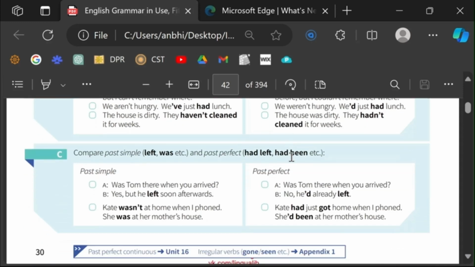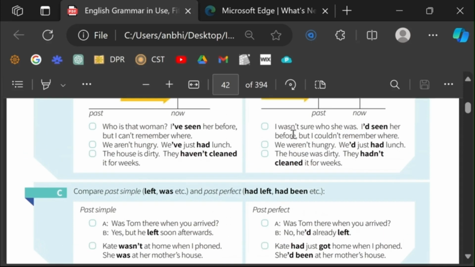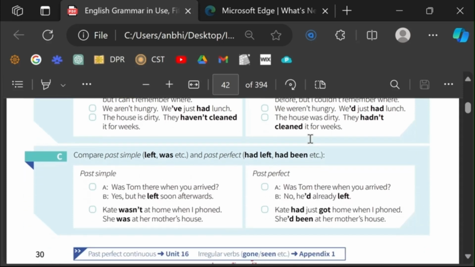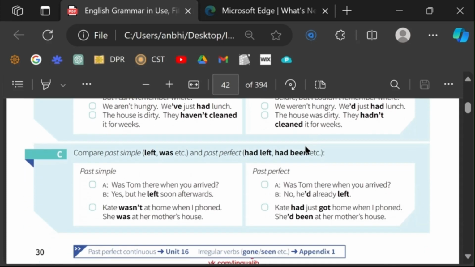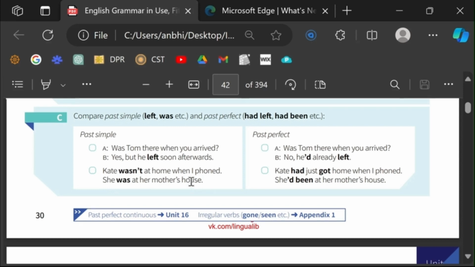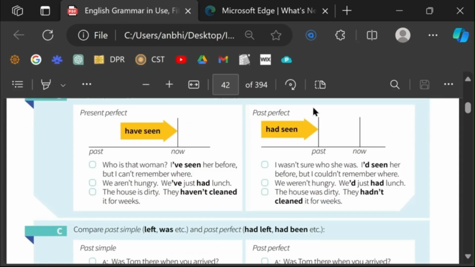Kate wasn't at home when I phoned. She was not. Past simple, when I phoned in the past. So in the past here, I phoned her, I called her. She was not at home. She was at her mother's house. This is happening at the same time when I phoned her. She was at her mother's house at the same time.